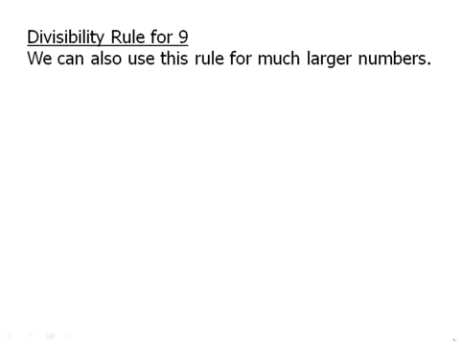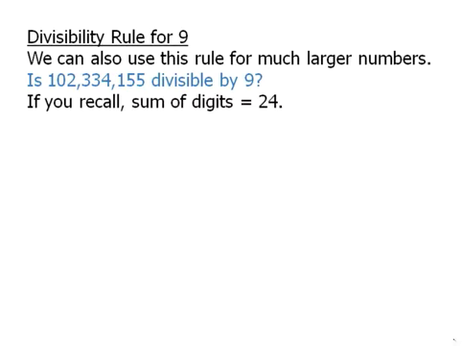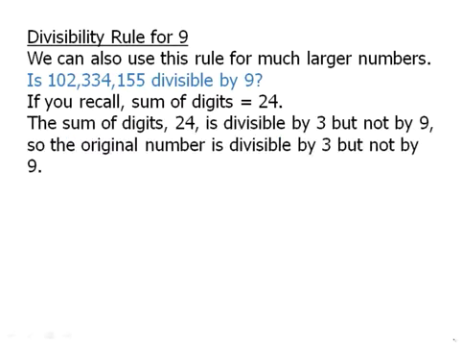We can also use the divisibility rule for 9 for larger numbers. So, is this large number divisible by 9? Well, we already found out that the sum of the digits is 24. So, 24 is divisible by 3, but not by 9. So the original number, that 9-digit number, is divisible by 3, but not by 9.